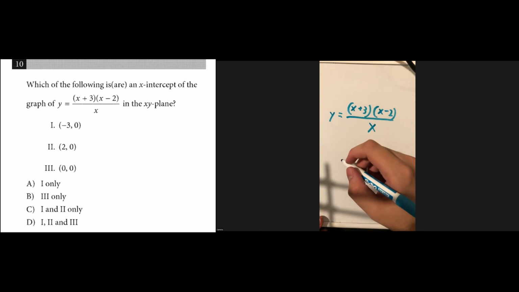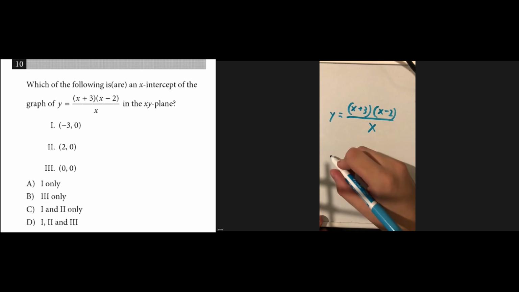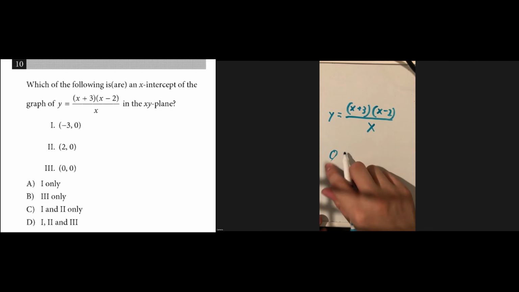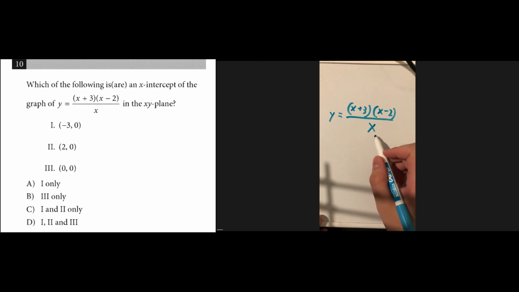Okay, so for this one, we're told to find which of the following are x-intercepts on the graph. To find the x-intercept, we know that y is equal to 0. So we know that 0 is equal to all of this. And that means that the bottom function, or x, cannot equal 0. The reason why is you can't divide by 0. Dividing by 0 gets you undefined.